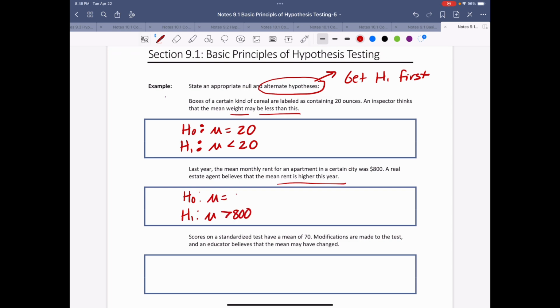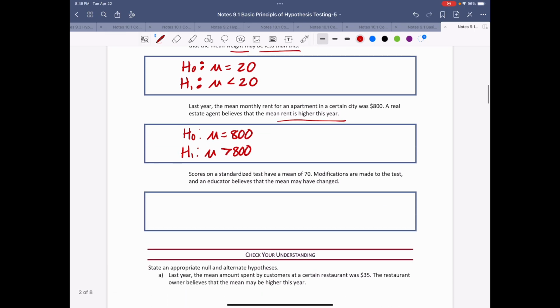H0, mu is 800. And that's a right-tailed test. The next one: scores on a standardized test have a mean of 70. Modifications are made, and an educator believes that the mean may have changed. They're not saying it's better or worse, it's just different.